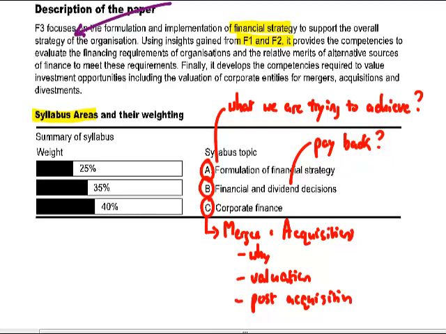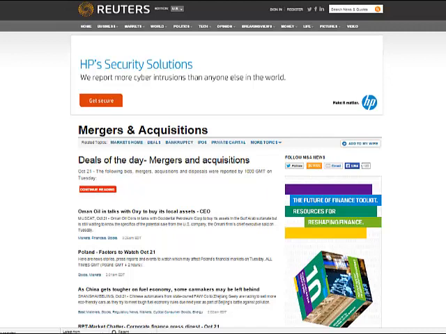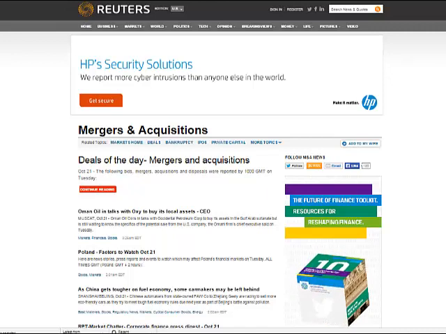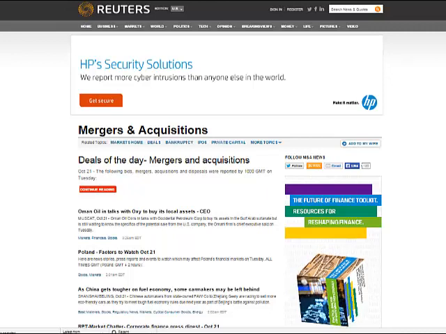But this is the dominant area, and again it's one that's quite easy to follow in the financial press. And again, the Reuters website can be helpful here. They've got a section on mergers and acquisitions, and it's quite a good idea to review this periodically.